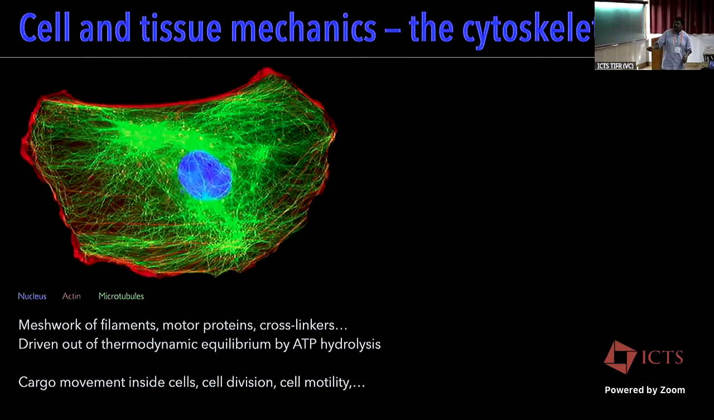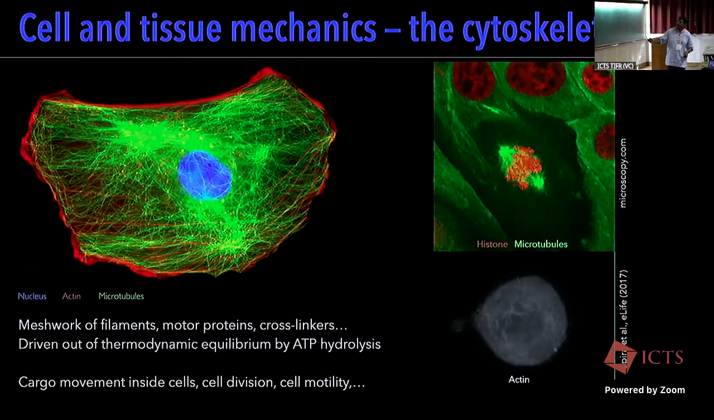So the cytoskeleton is a meshwork of filaments, motor proteins, cross-linkers, lots of gooey filaments. But the more important thing is that this is a system which is driven out of thermodynamic equilibrium by ATP hydrolysis. And the processes that happen in the cytoskeleton are responsible for moving cargo inside cells, but at a larger scale, even things like cell division and cell motility, cell polarization, and so on.